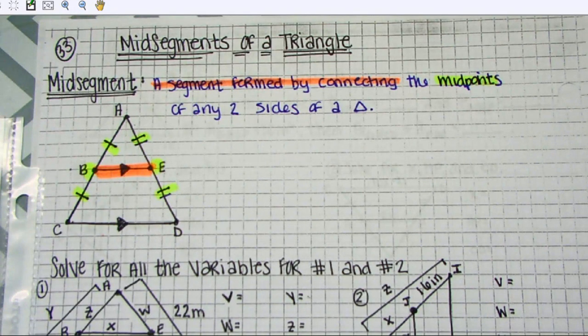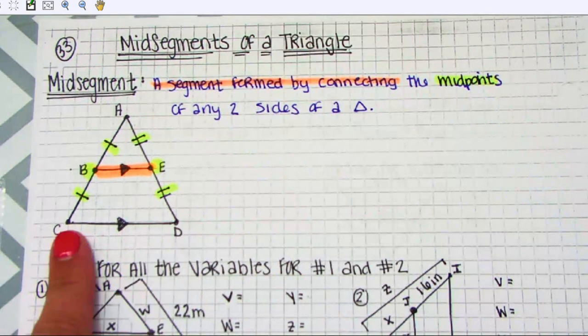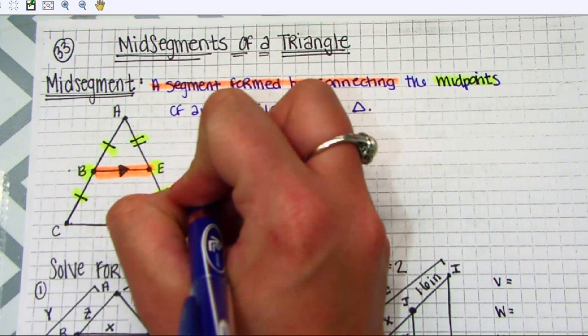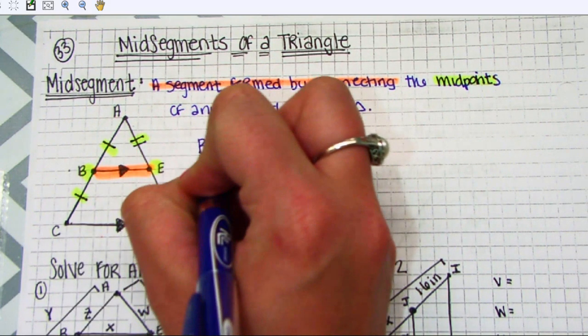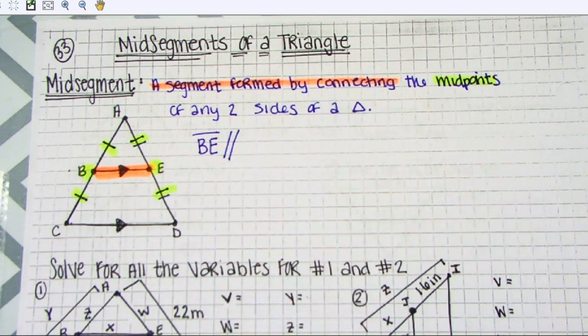Midsegments are also parallel to the side it doesn't touch. So notice how that orange line is going through these two sides of the triangle. It does not touch this bottom side. The midsegment is always going to be parallel with the side it doesn't cross. So in our formula over here, we're going to make a little note. That segment BE, which is our midsegment, is parallel to what other segment in our triangle?